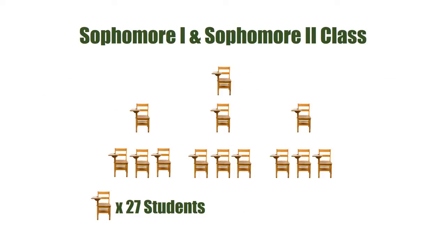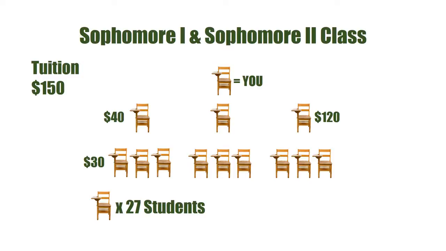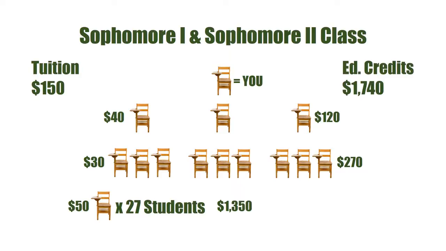Now sophomore 1 class. Again, you are at the top of the class in the sophomore 1 and sophomore 2. $150 tuition to join each of these classes. It pays out $40 for row number 1, a total of $120. $30 for row number 2, $270 total when those 9 seats are filled. $50 for row number 3, or a total of $1,350. $1,740 total income when you can fill this 39 seat classroom for sophomore 1 and sophomore 2.